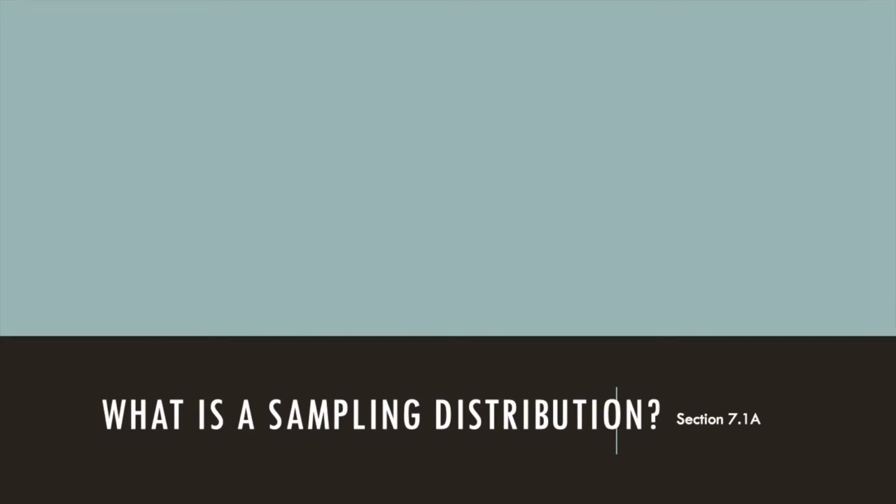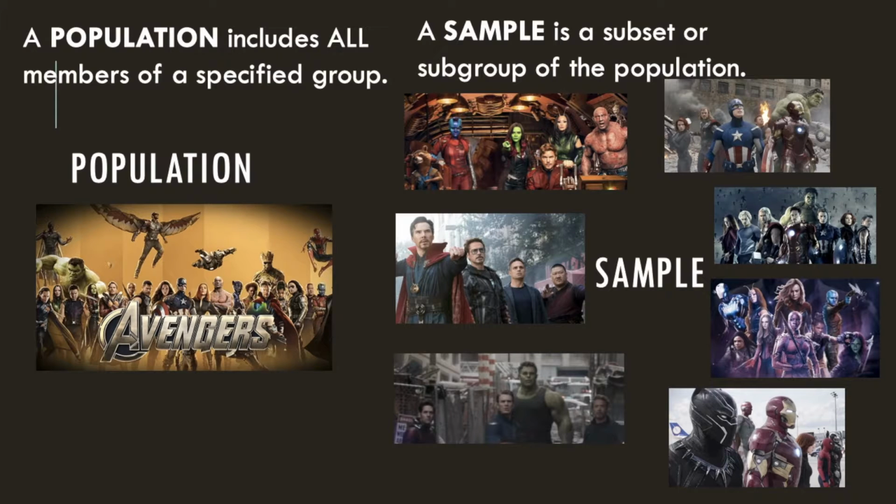Today we are starting Chapter 7, 7.1a. What is a sampling distribution? So the first thing you need to know is some vocabulary. The first word is population and the second word is sample. So a population includes all members of a specified group.